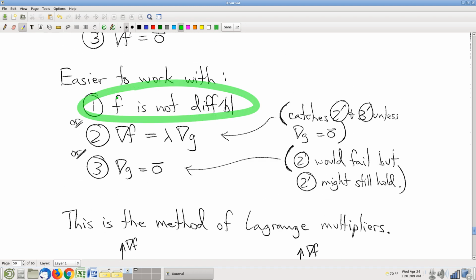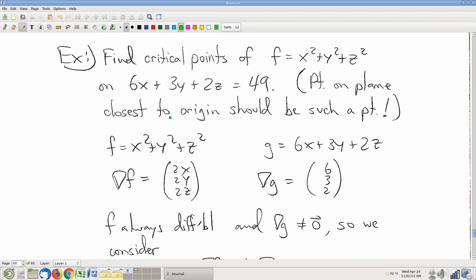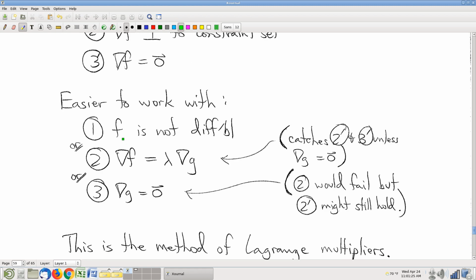Is there any point where the function f fails to be differentiable? Well, does this fail to be differentiable anywhere? Nope. It's polynomial, differentiable everywhere. We don't get any critical points from considering this condition in this case.